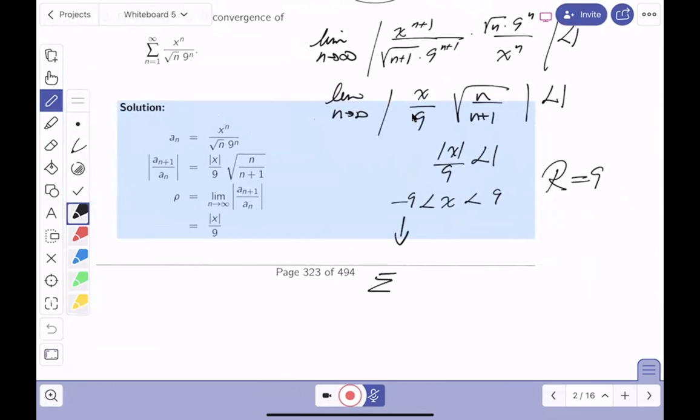You would get the sum. I'm doing minus 9 first for a reason. And you get n equals 1 up to infinity. And that would be minus 9 to the nth power over root n, 9 to the nth power. And what would this give us? That would give us this.